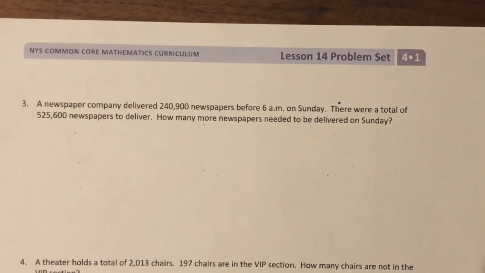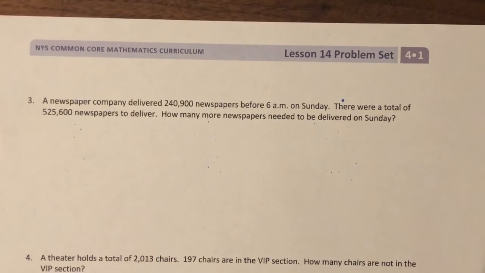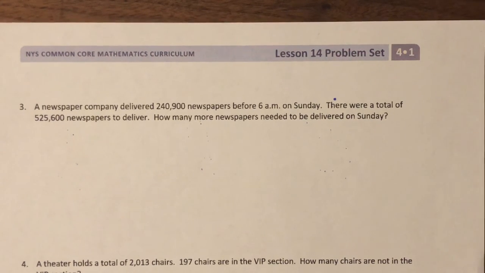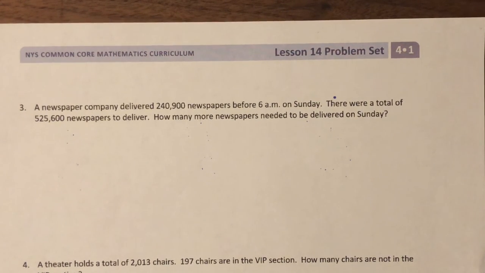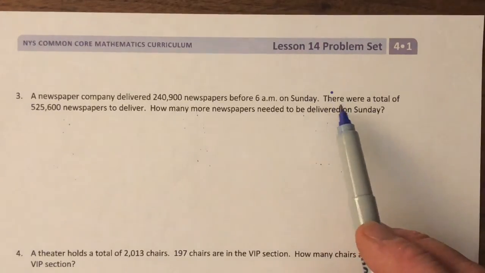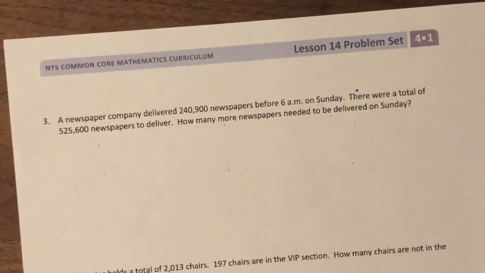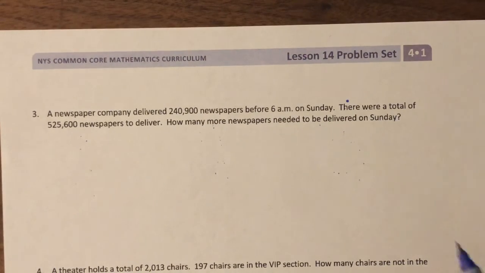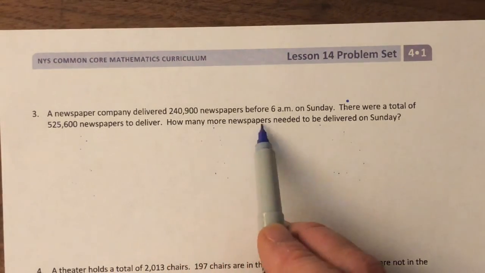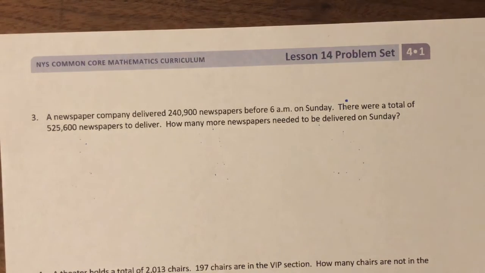Okay, so a newspaper company delivered 240,900 newspapers before 6 a.m. on Sunday. It's a lot of newspapers. And usually I see those guys going around the cars early in the morning on Sundays and dropping off the papers. There were a total of 525,600 newspapers to deliver. Wow. Here's the question. How many more newspapers needed to be delivered on Sunday?